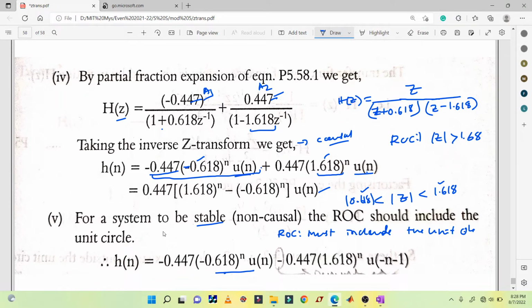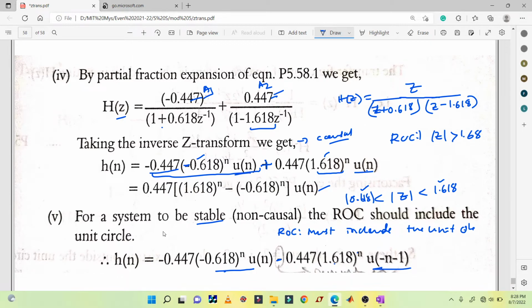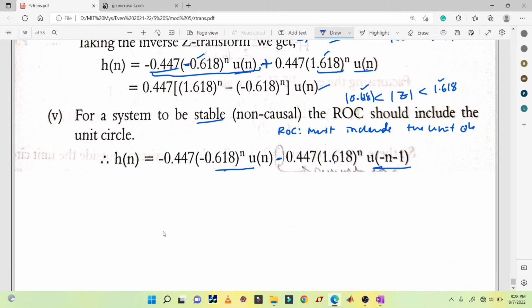So here we get minus 0.447 times 1.618 to the power n u of minus n minus 1. So left sided sequence. Okay, so this is right sided because z is greater than 0.618 and lesser than 1.618. Okay, this you need to remember.